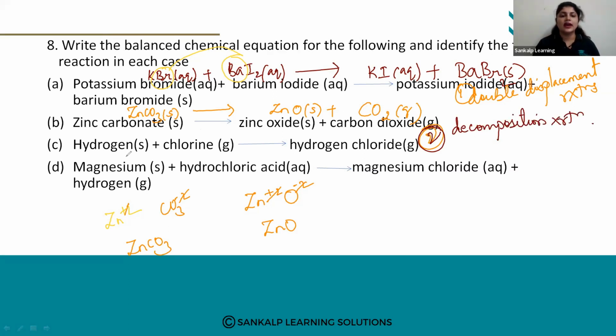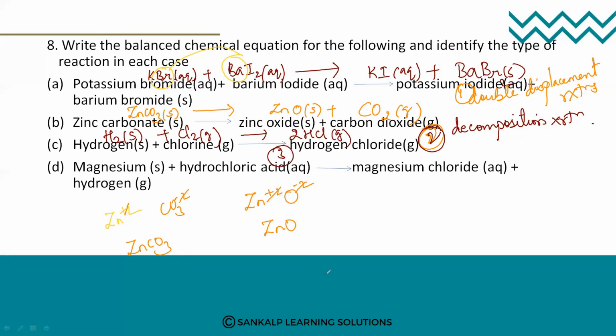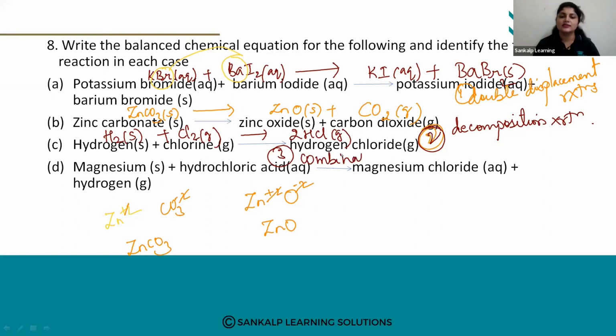Okay. Then hydrogen. Hydrogen is what? H2S. Okay. Plus chlorine. Chlorine is Cl2 gas, giving you 2HCl gas. Yes, this is what type of reaction? Third one. Combination. Yes, it is a combination reaction. It is a combination reaction.